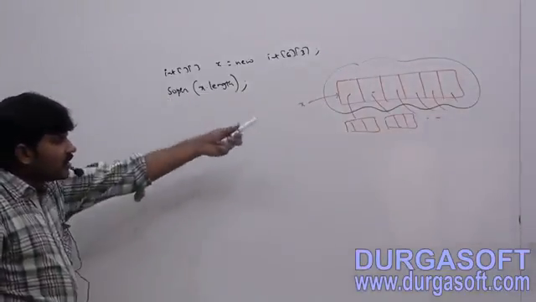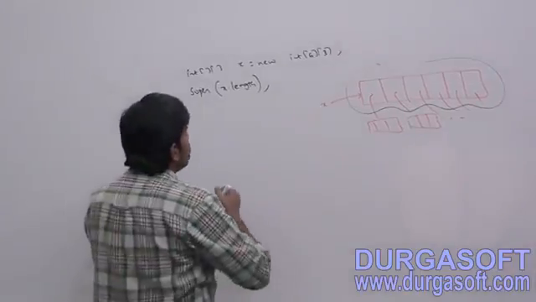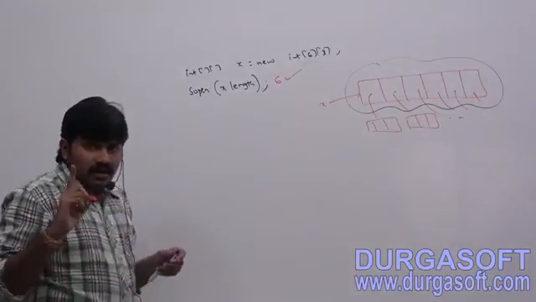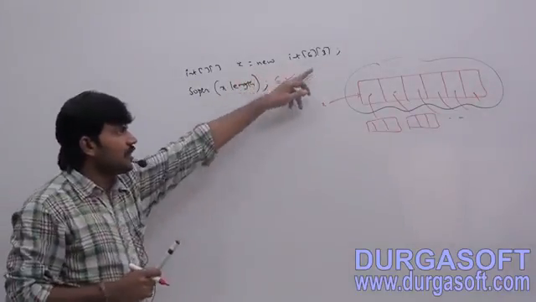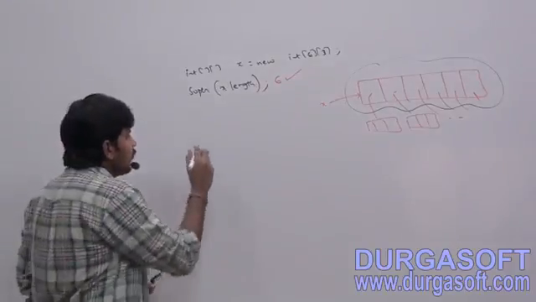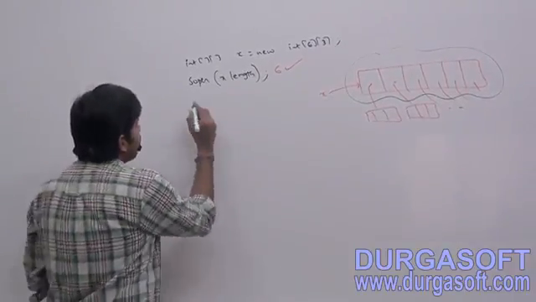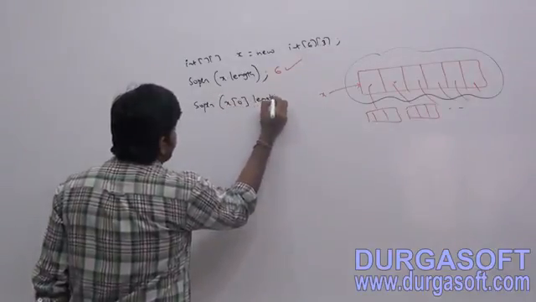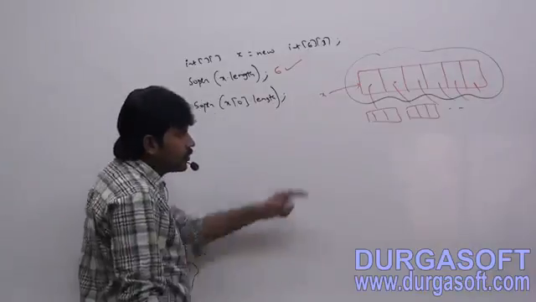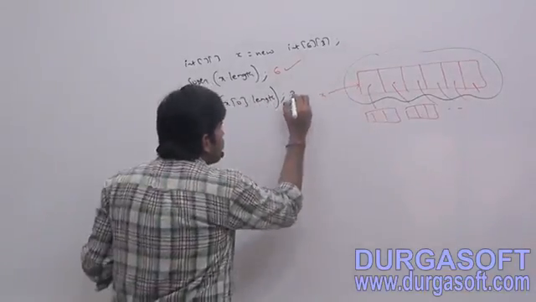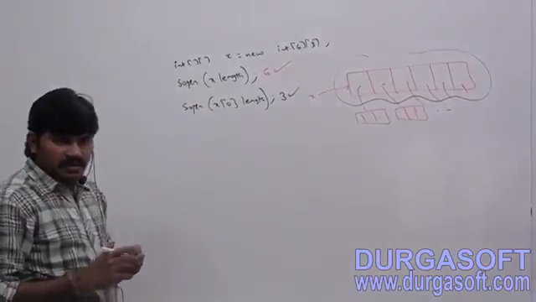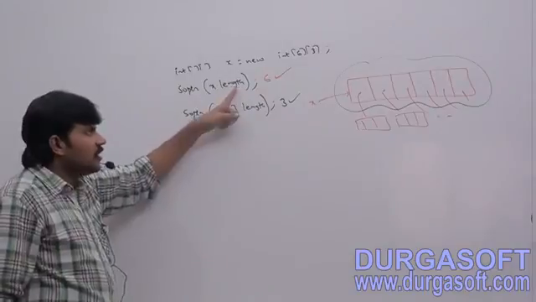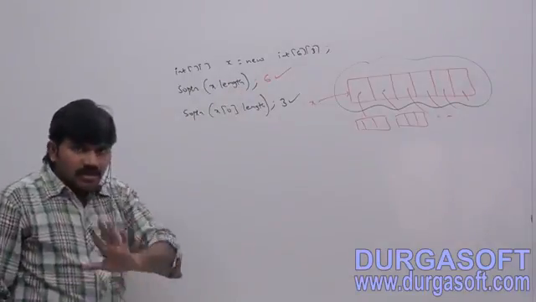What about its size? It is 6 only. In multi-dimensional arrays, the length variable represents only the base size. If I take SOP of x of 0 dot length, what answer do we get by default? X of 0 dot length is 3. So in multi-dimensional arrays, the length variable represents only the base size but not the total size.